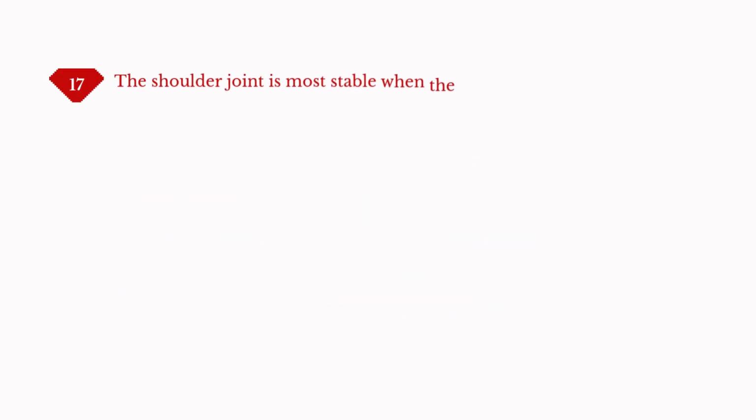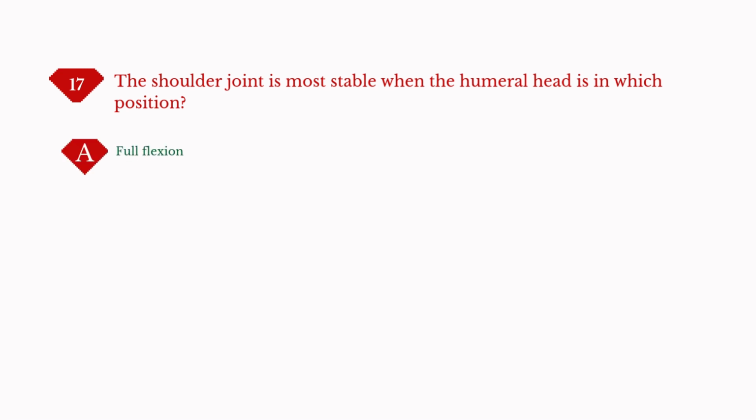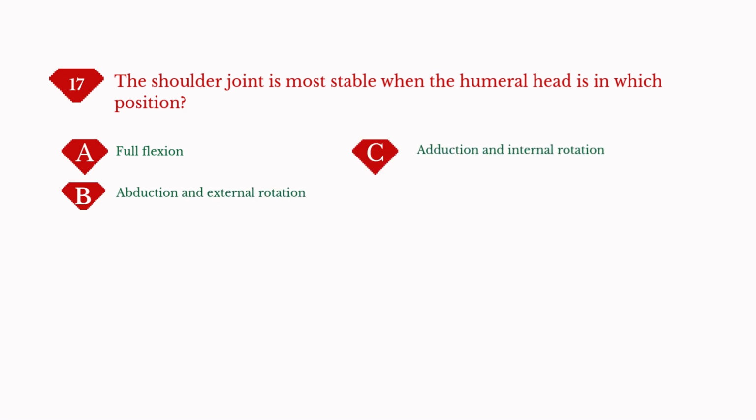The shoulder joint is most stable when the humeral head is in which position? A. Full flexion. B. Abduction and external rotation. C. Adduction and internal rotation. D. Extension. Answer: B. Abduction and external rotation.